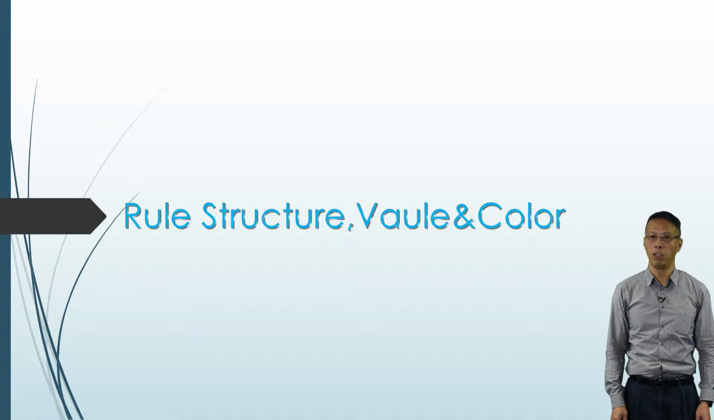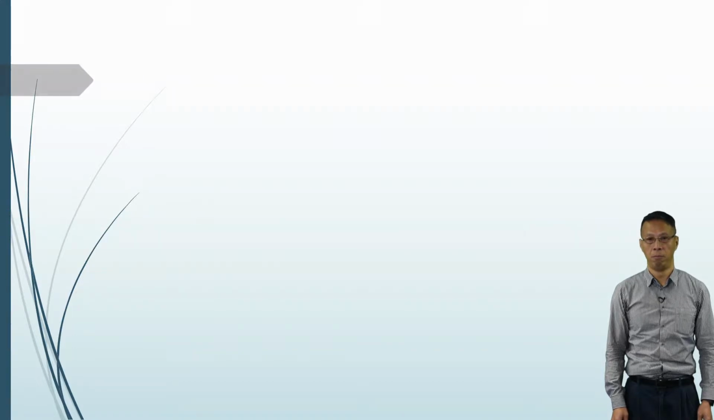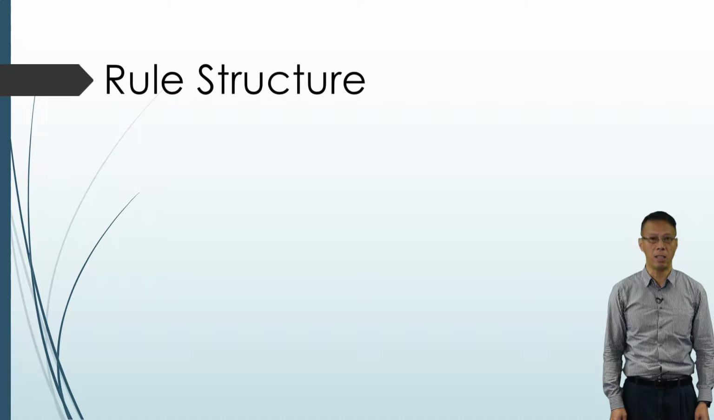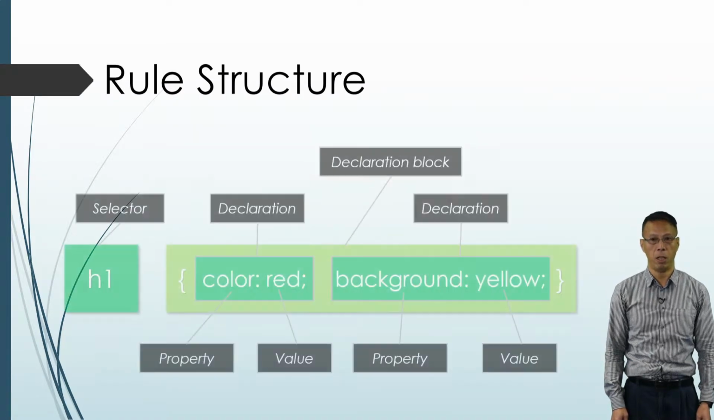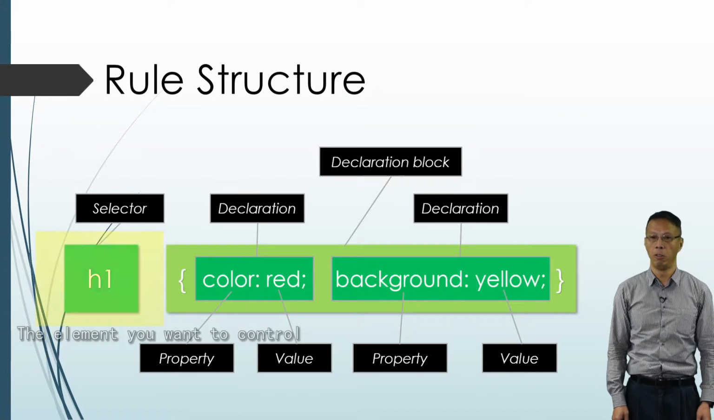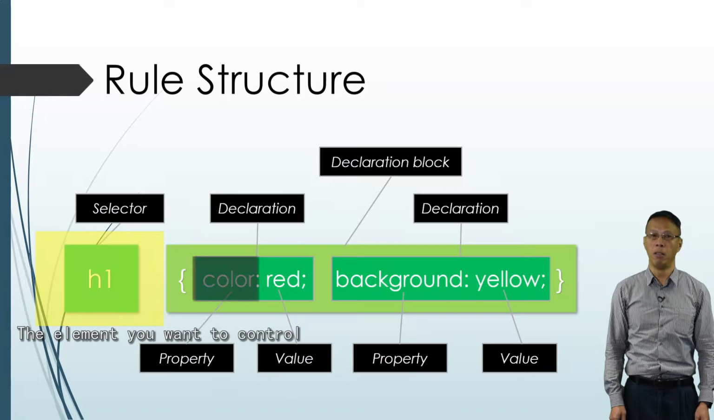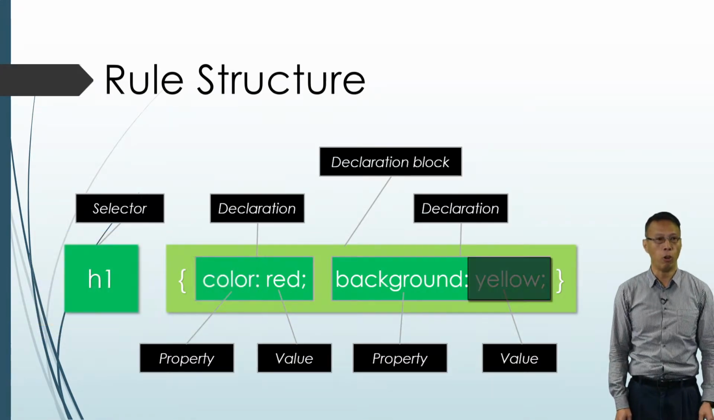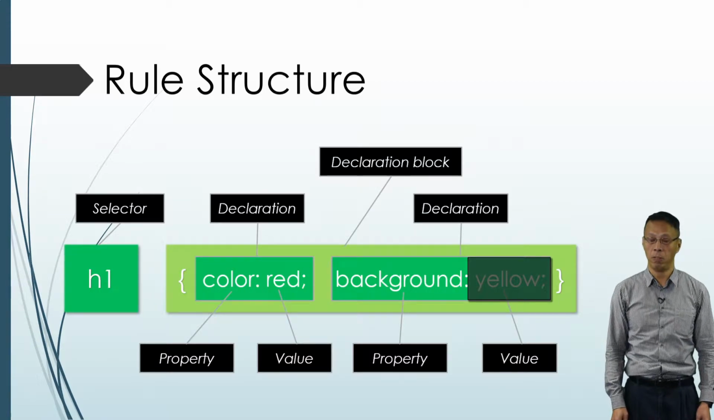This video is to show us the basic formation of a CSS file. Now we can consider CSS is no more than a set of rules. Each rule would have three components. The first one is the element. The second one is what sort of things you would like to control. The third one is the value that you would like to be used.